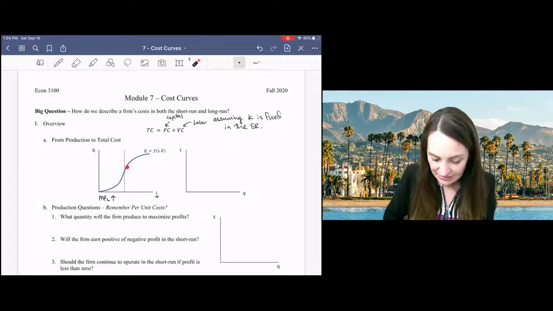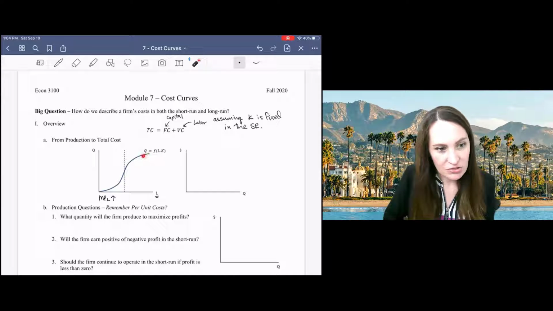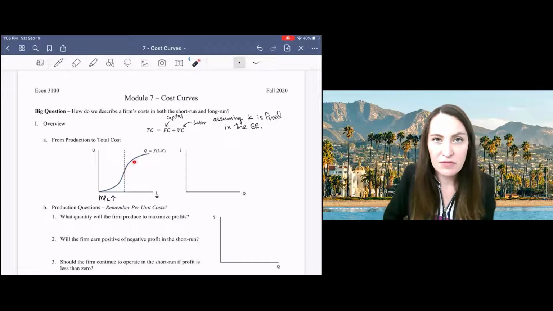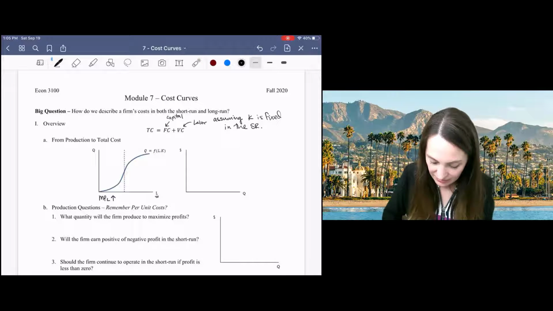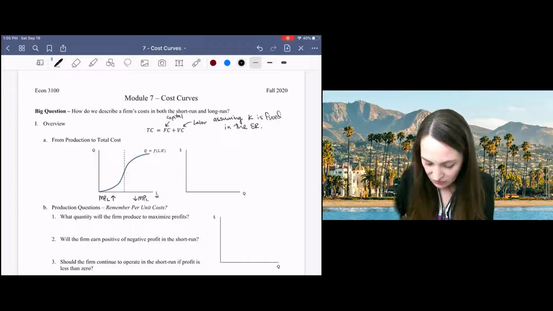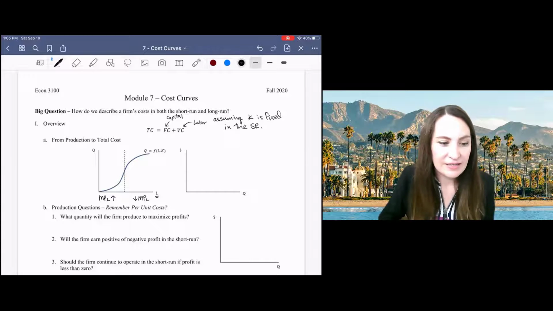After we cross this dotted line, the opposite is true, and it starts to level off here. So on this portion of the production function, we have decreasing marginal product. In other words, every unit of labor that we add is leading to a little bit smaller output gains than the last unit of labor.